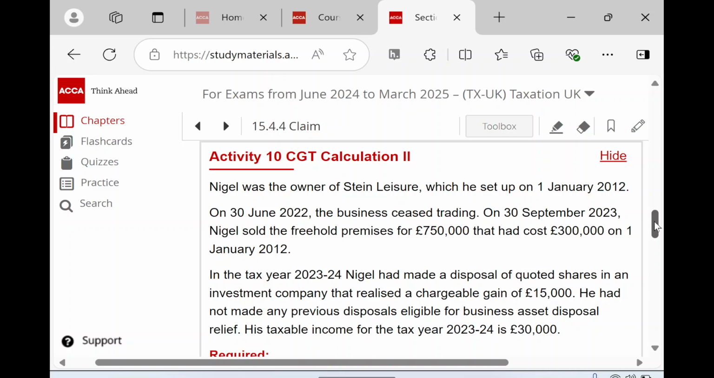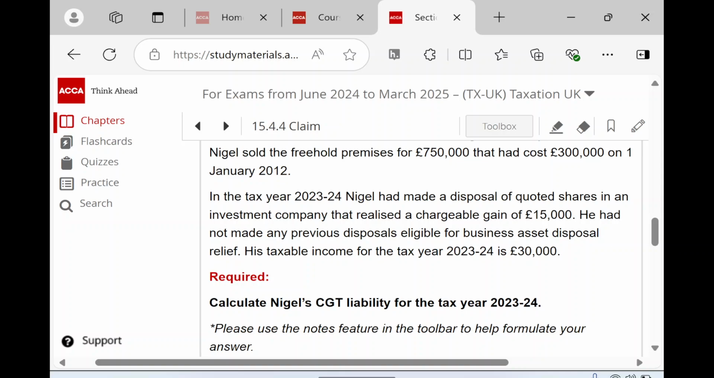In this particular question, it's not doing that. The examiner is really focusing in on another key area, which I'll explain in a moment. But let's be familiar with the relationship between BADR, business asset disposal relief, and indeed other reliefs, e.g. gift relief. Okay? So let's take a look at the requirements. It basically just says, calculate Nigel's CGT liability.